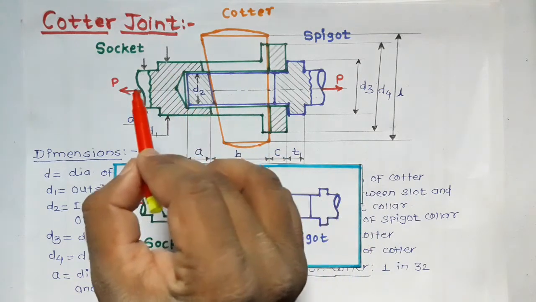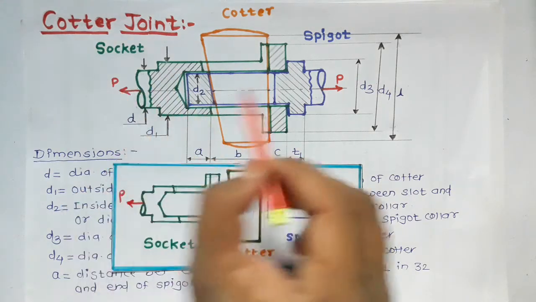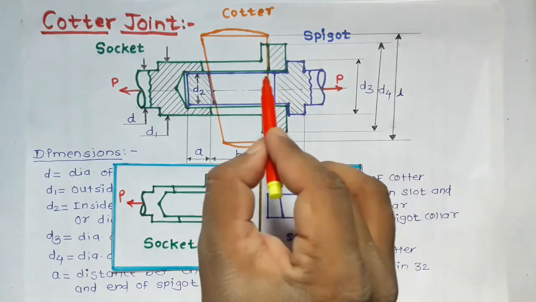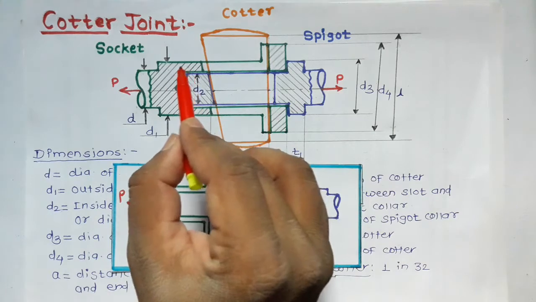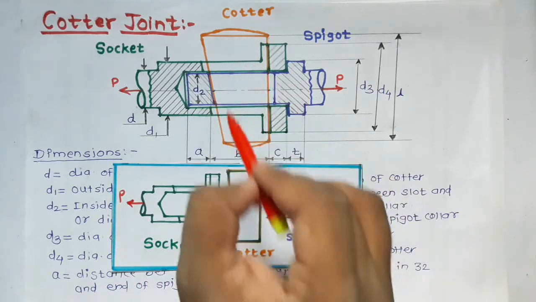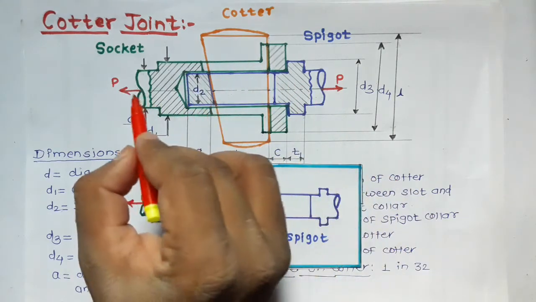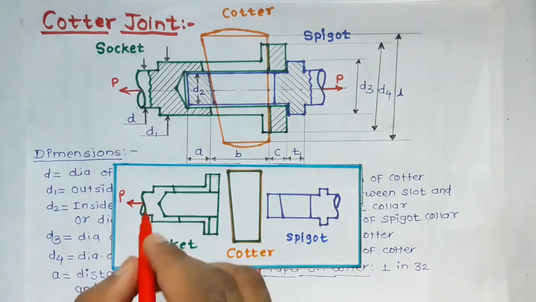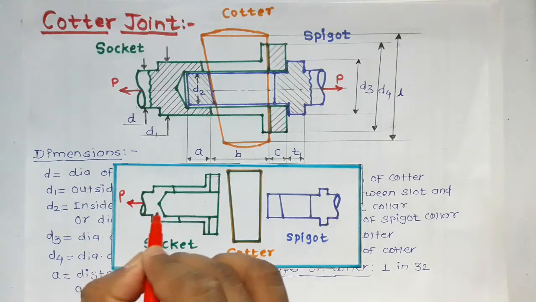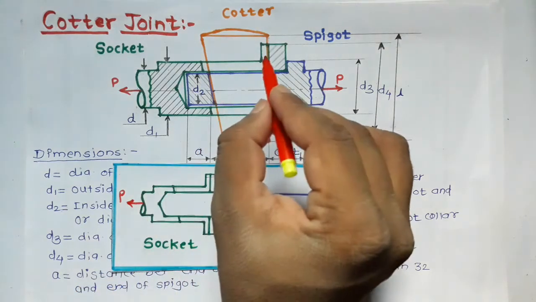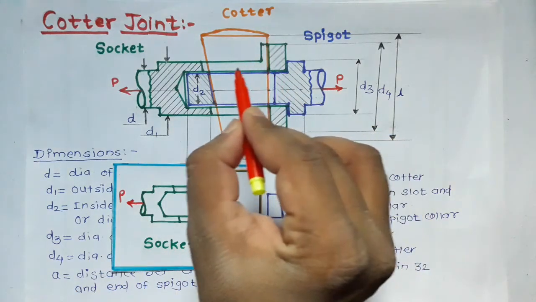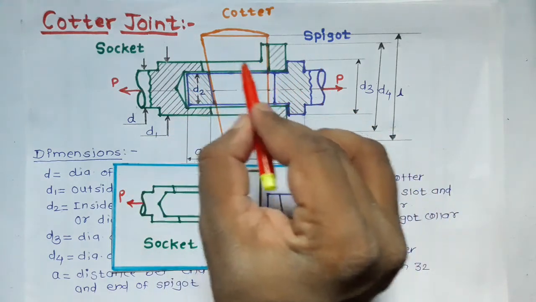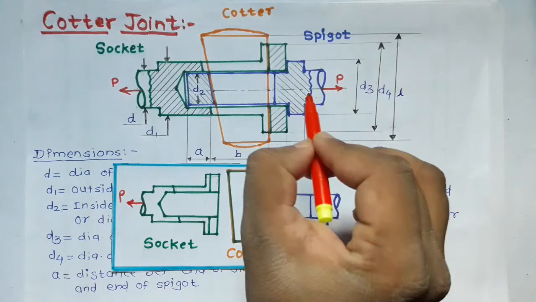Now the force P is applied on this socket towards left side. Force P on spigot is applied towards right side, and in the common slot of this socket and spigot, Cotter is inserted. Now here the force P is applied toward left side on the socket, so that is shown in this diagram of socket. Now if you look at this diagram, this socket is pulled towards right side with the help of this Cotter and spigot.